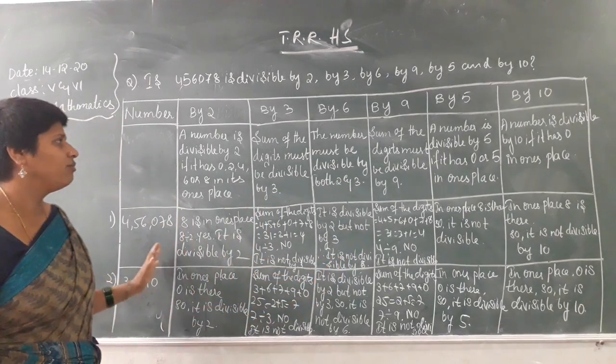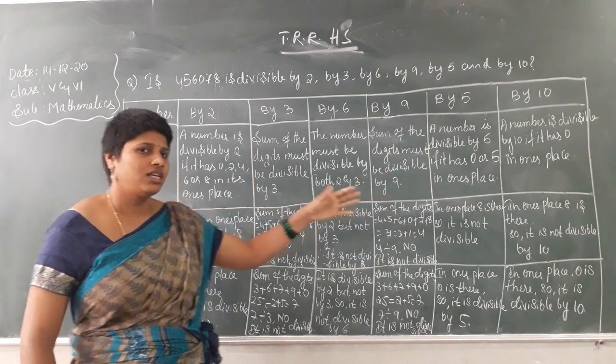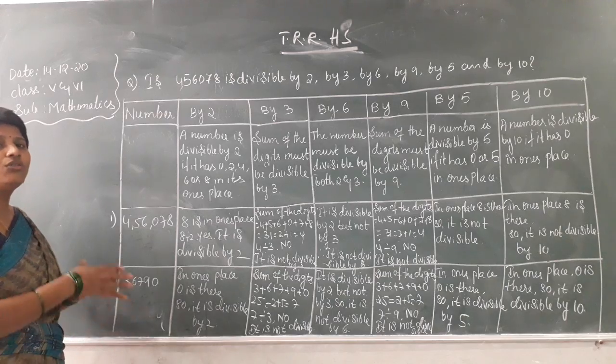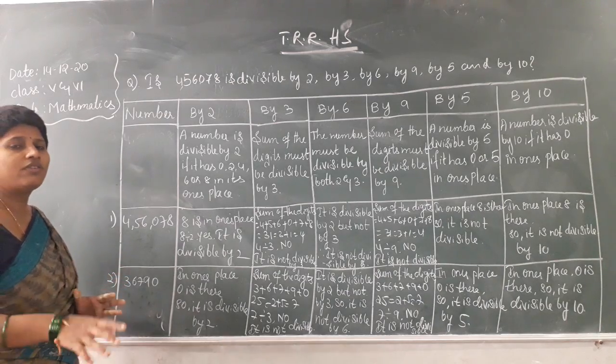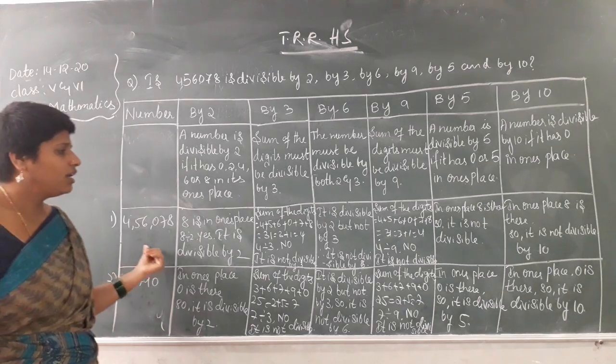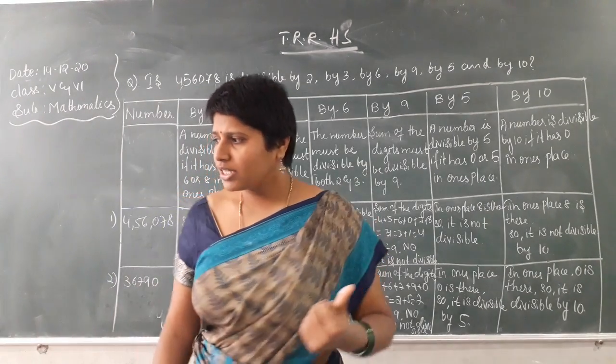You have to form a table and you have to write the rules first. Then suppose if I have given you 5 numbers, no need to go for writing all the rules for all the numbers. Once you have written, you can write down your number and like this you can write down. Clear children?